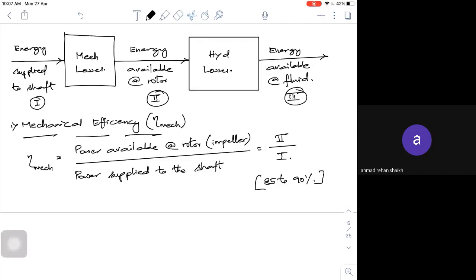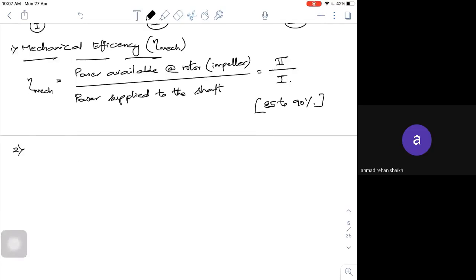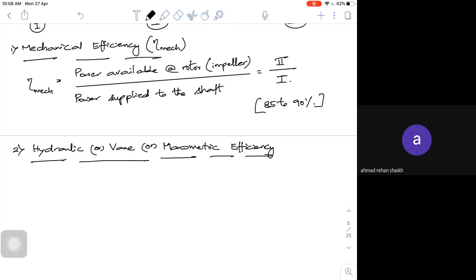The second type of efficiency we come across is the hydraulic efficiency. A few books call it vane or blade efficiency, or sometimes manometric efficiency. All are the same, just different names. So it can be hydraulic or manometric efficiency. What is it actually?